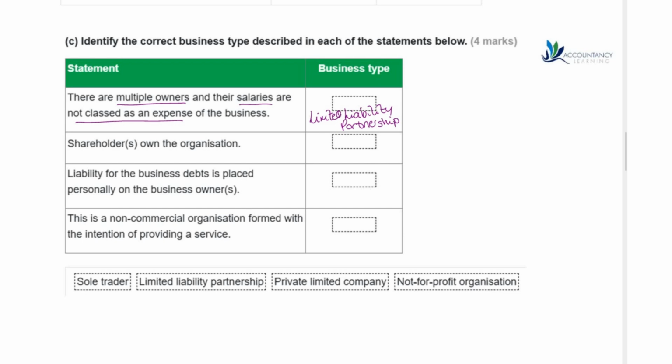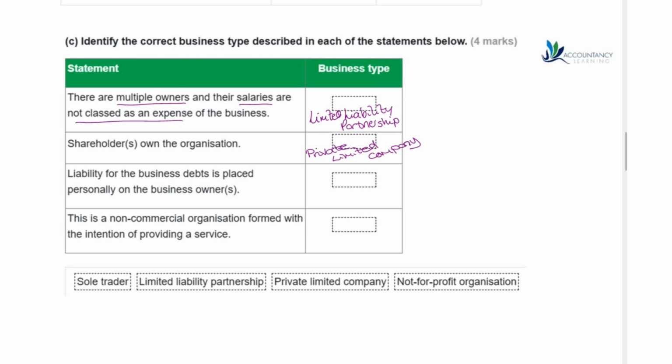Shareholders own the organisation. So if you've got shareholders, and you can have as many shareholders as you need, one or many, it will be a private limited company. So that's where they raise their finance, they raise their capital by selling shares of the company.